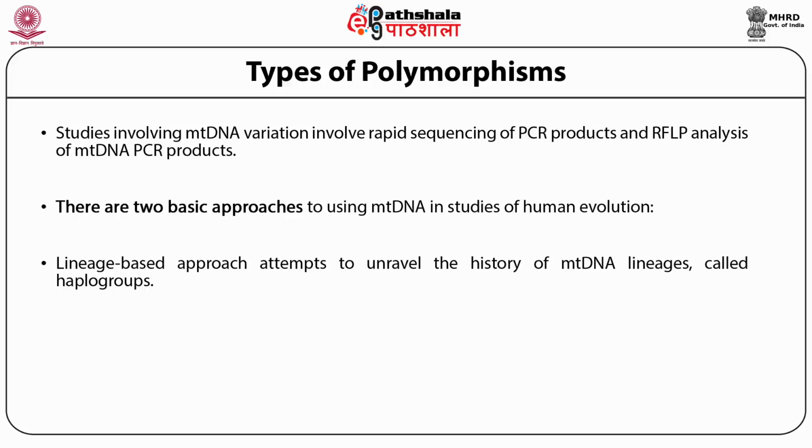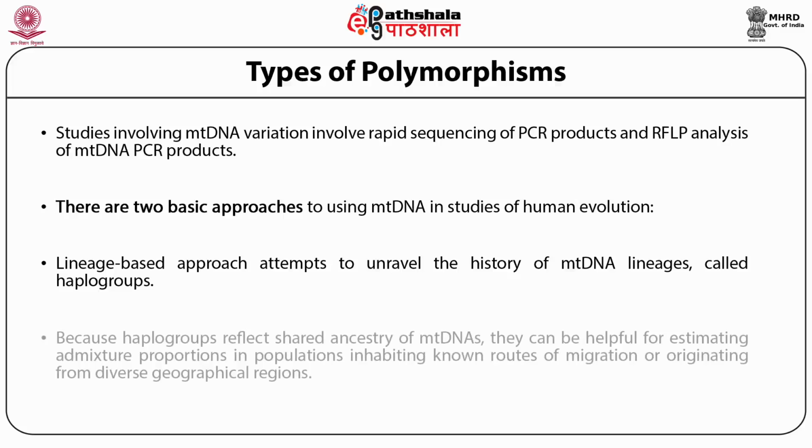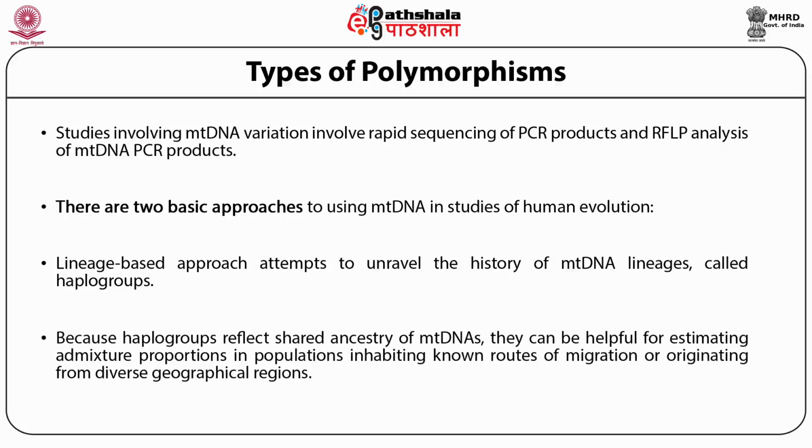Haplogroups represent related groups of sequences that are defined by shared mutations and which tend to be specific for a region. Because haplogroups reflect shared ancestry of mitochondrial DNA, they can be helpful for estimating admixture proportions in populations inhabiting known routes of migration or originating from diverse geographical regions.